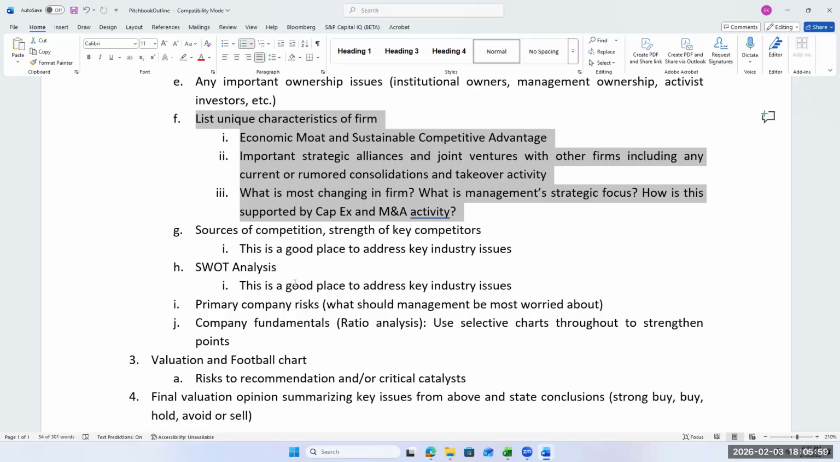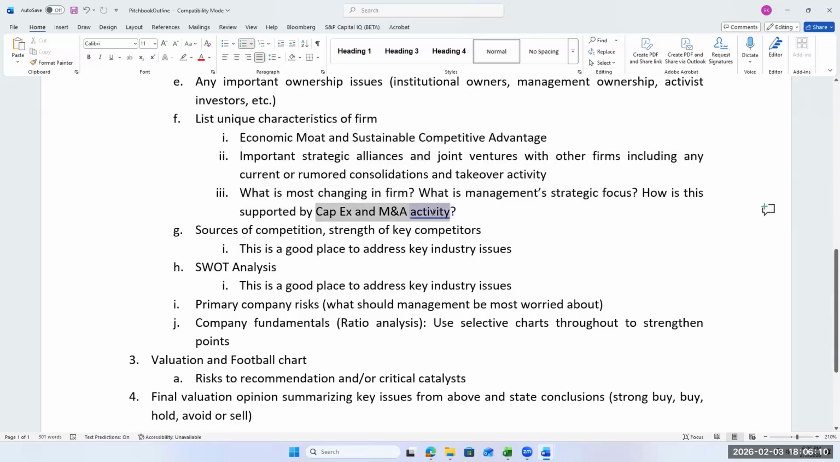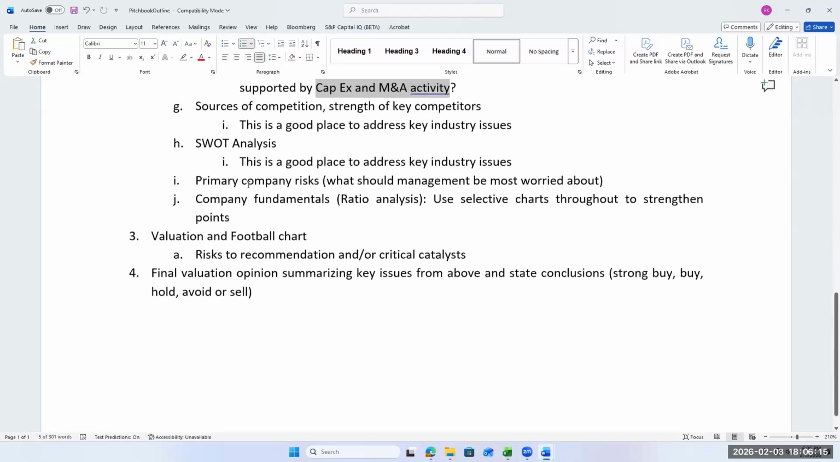So what's changing most about the firm? That's why I think management is the most important part about the firm: management changes things. They're doing something different. Focus in on CapEx, on M&A. What is management doing? Where are they spending the money?